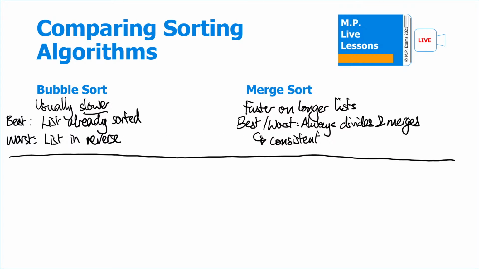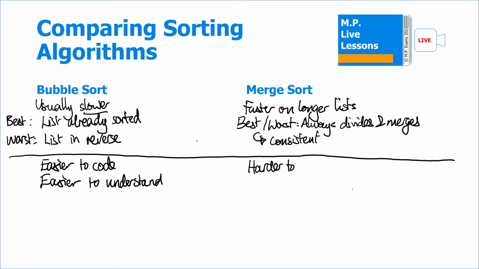And again, the slower algorithm is actually easier to code because it's easier to understand. Whereas merge sort is also harder to code and harder to understand.